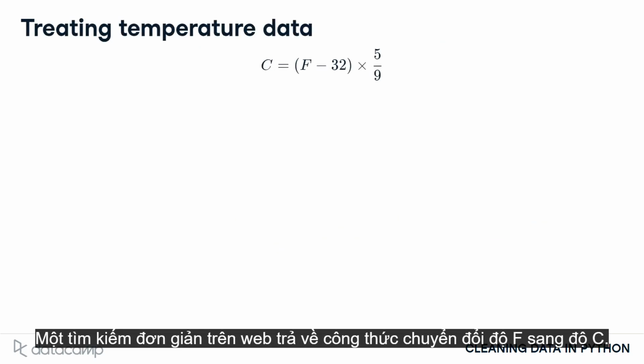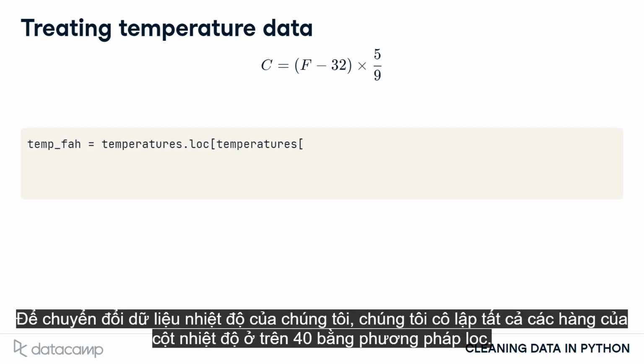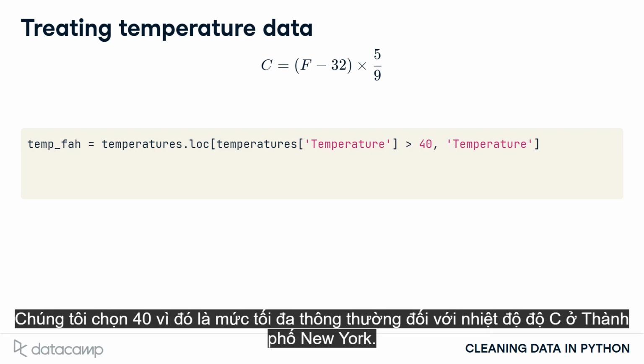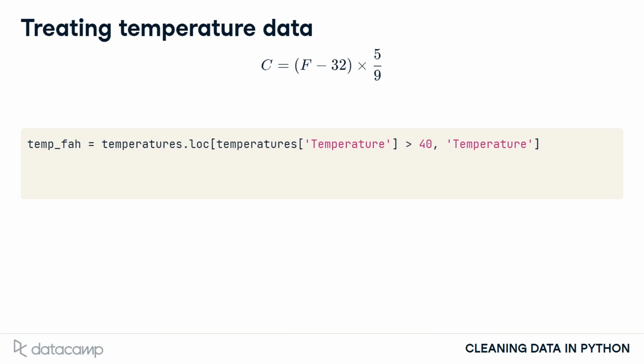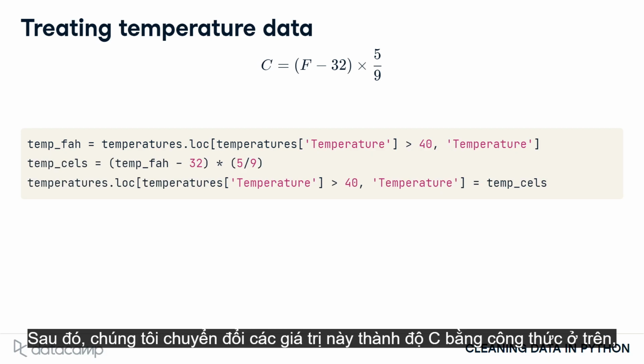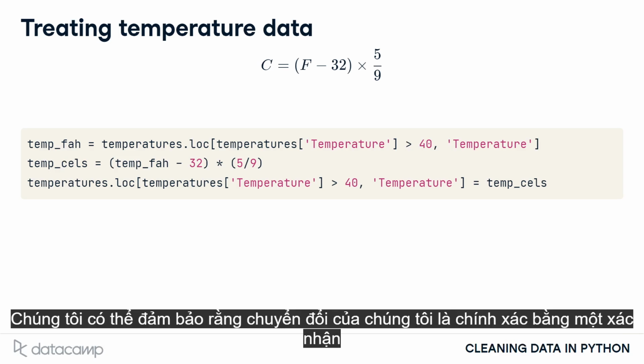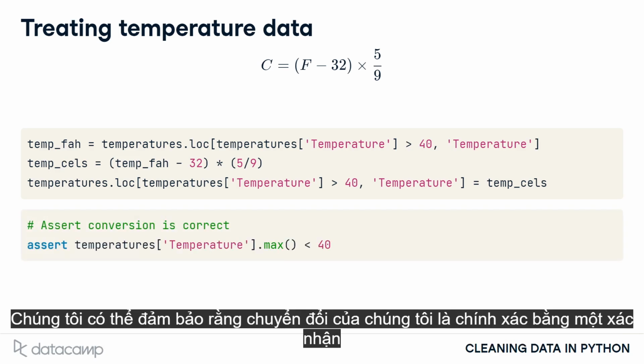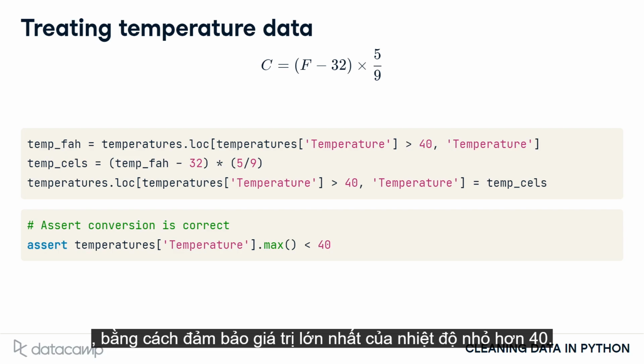A simple web search returns the formula for converting Fahrenheit to Celsius. To convert our temperature data, we isolate all the rows of the temperature column where it is above 40 using the loc method. We chose 40 because it's a common sense maximum for Celsius temperatures in New York City. We then convert these values to Celsius using the formula above, and reassign them to their respective Fahrenheit values in temperatures. We can make sure that our conversion was correct with an assert statement by making sure the maximum value of temperature is less than 40.